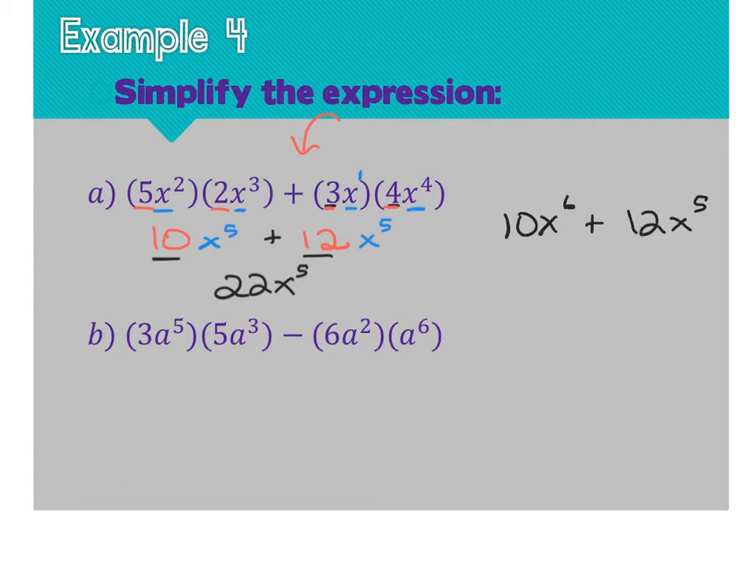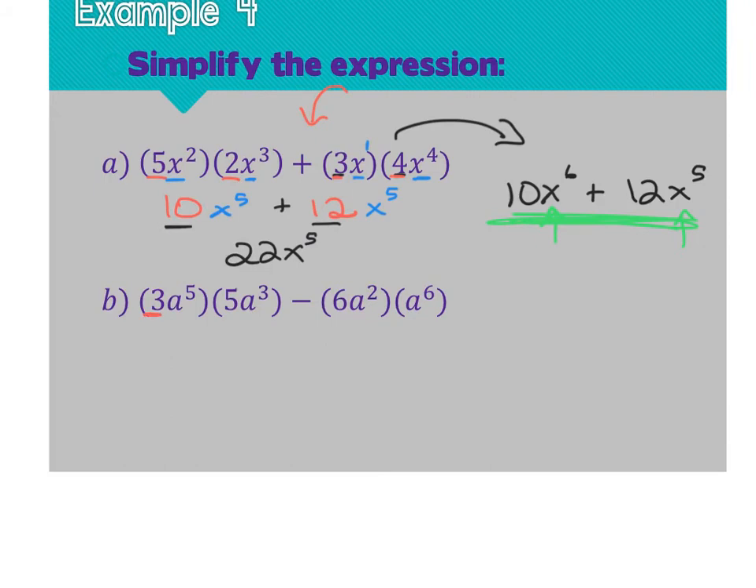These are not like terms. So if the result of this problem would have turned into this would have been my final answer. X to the sixth and x to the fifth are not like terms, so I could not add those coefficients. The variable has to have exactly the same exponent in order to add those coefficients. Let's try the next one.